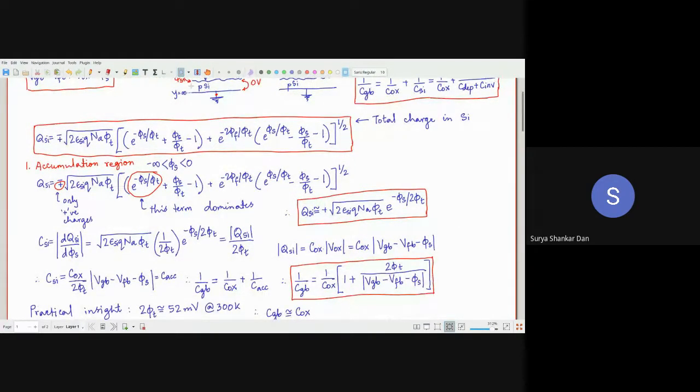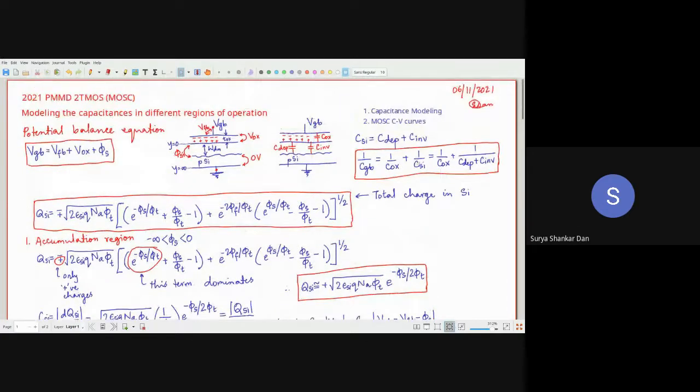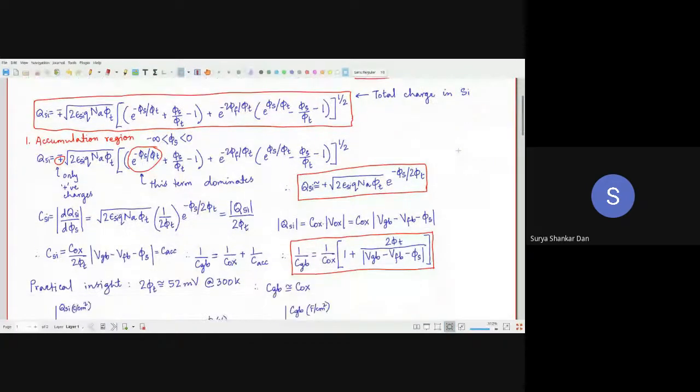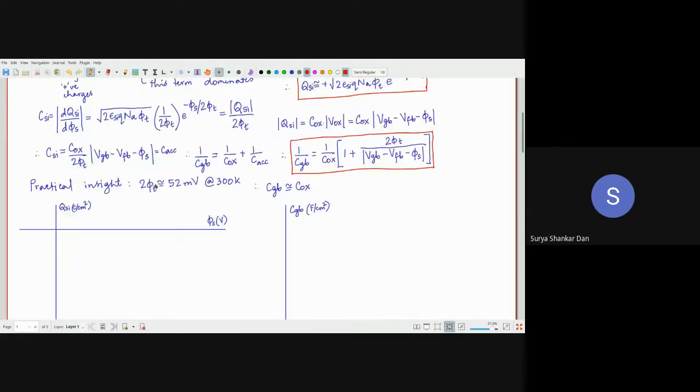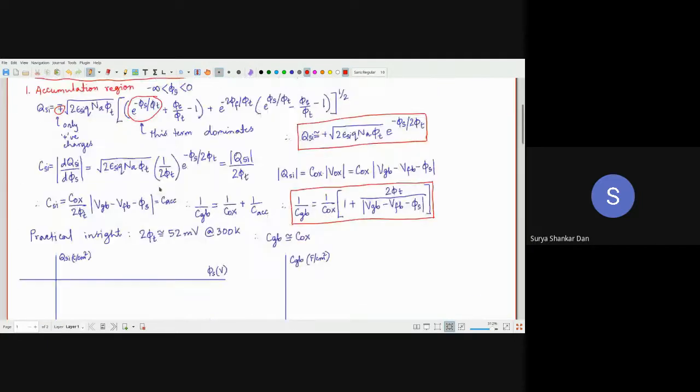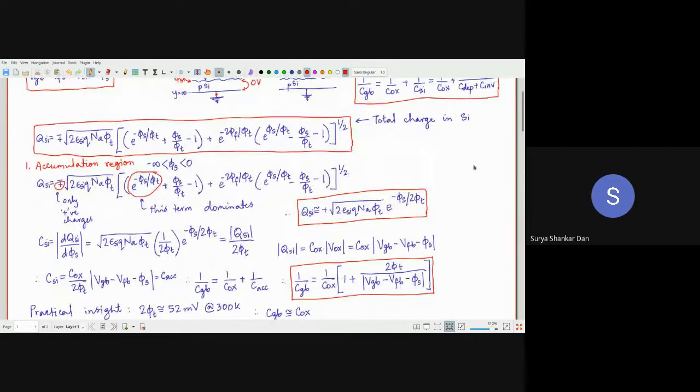So let's proceed. So this part is clear, potential balance and the capacitance balance, charge balance. Now the rest of the part is kind of mathematical, and I will simply explain how it is done. Just to save time, I have already done all the modeling here itself.